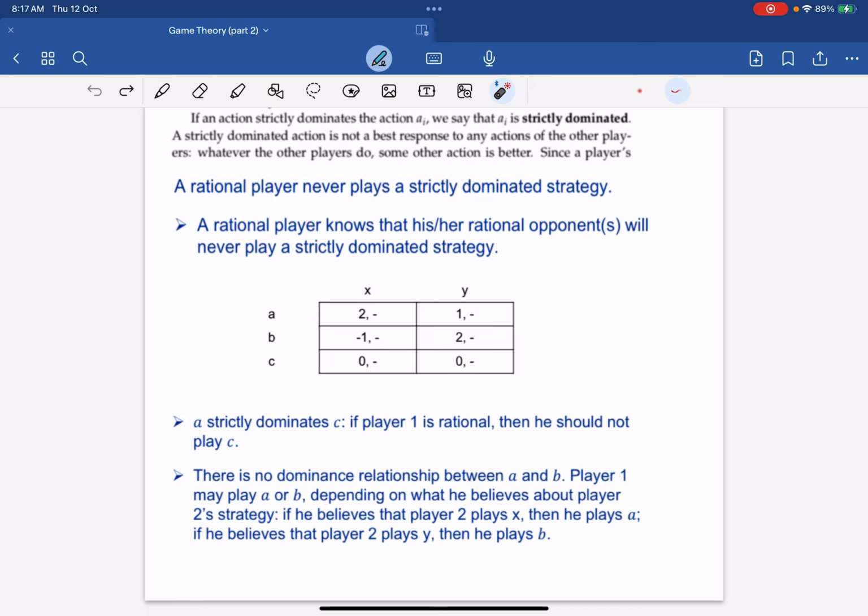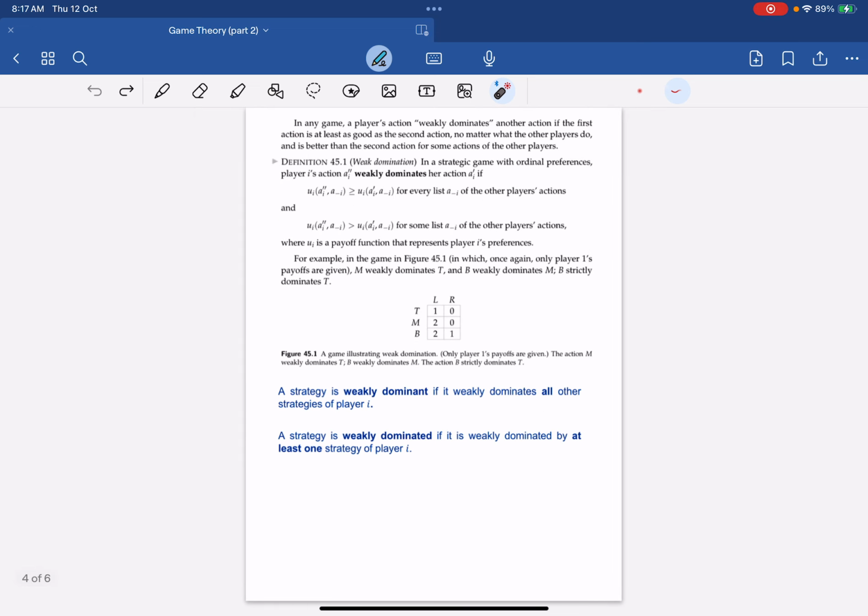So in this case, player 1 can choose either A or B because you don't know what player 2 is going to choose. But you definitely know you will never choose C, because if given the option, you always choose A over C, and then A and B have not much difference. So you have to do a mixed strategy for this, but you know you can cancel out C.